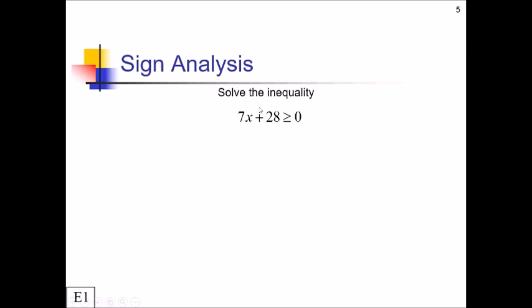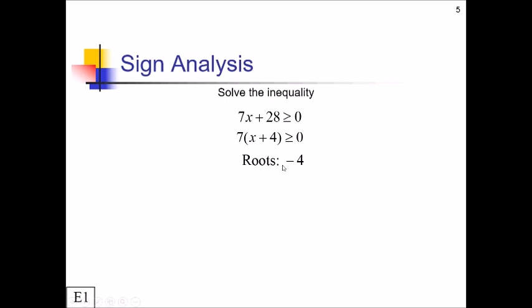So I notice that I can factor a common factor of 7 out of both of these terms, leaving me with an x plus 4 inside. So that means that we're going to have an x value of -4 for the roots. Now that we've got this, what are we going to do with it? Well, we're going to graph this root and shade the correct region.